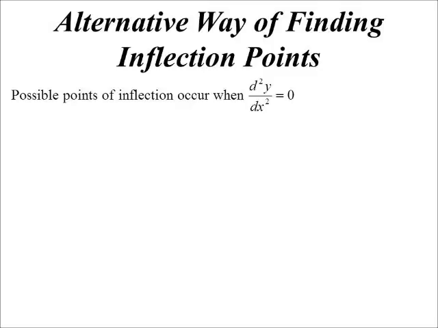Derivatives, if you like, measure rates of change. We're trying to measure whether there is a change in concavity. Well, the second derivative measures concavity. So if I want to find the change in the second derivative, I would use the third derivative. Okay, so we know possible points of inflection occur when the second derivative equals 0.